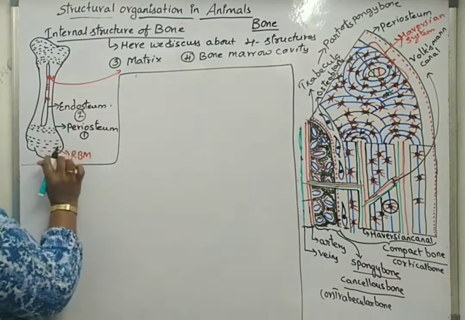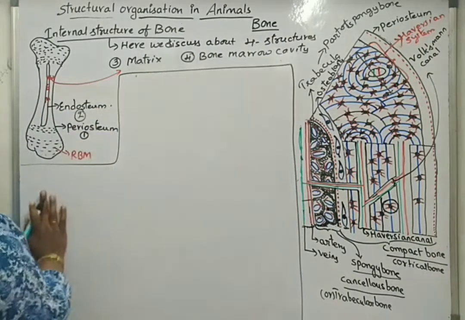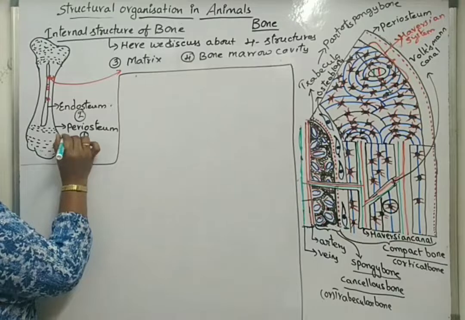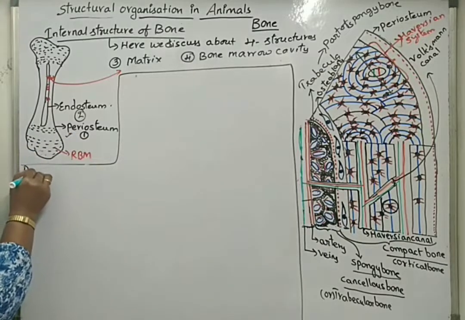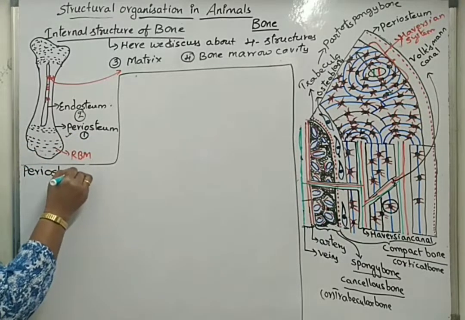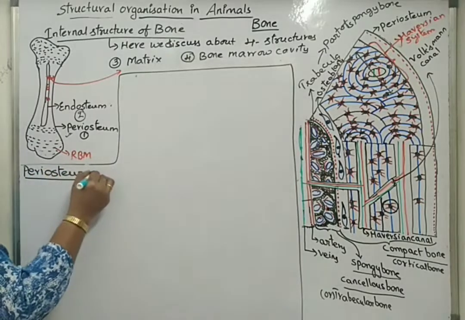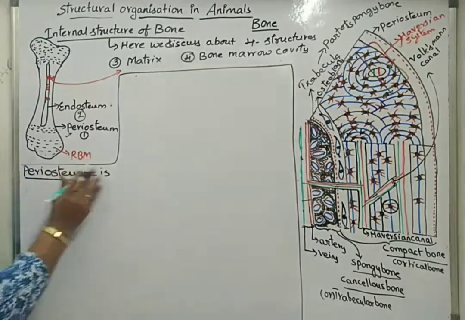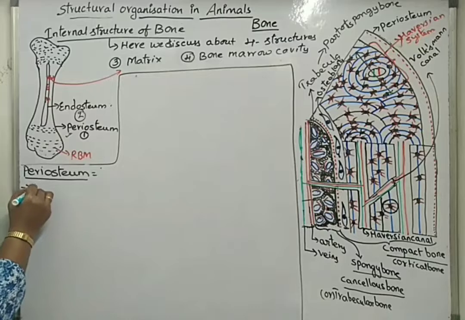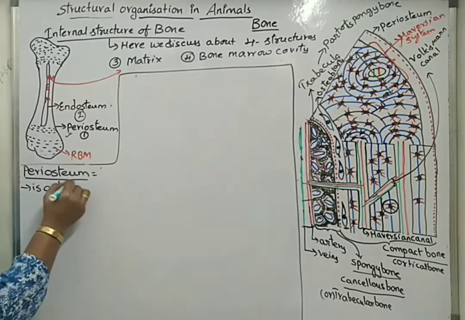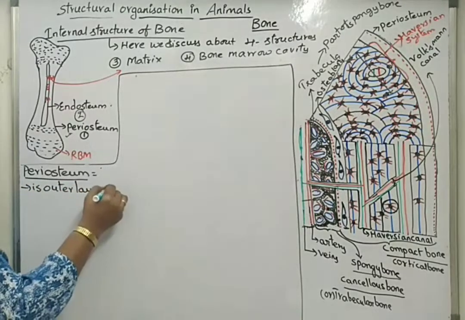So we have written here the internal structure is having a few important labelings. You will see one by one. First one, periosteum. Periosteum is the outer layer or outer covering of bone.